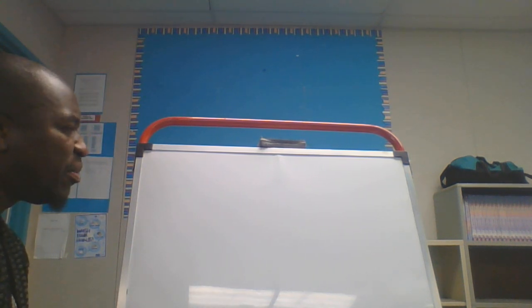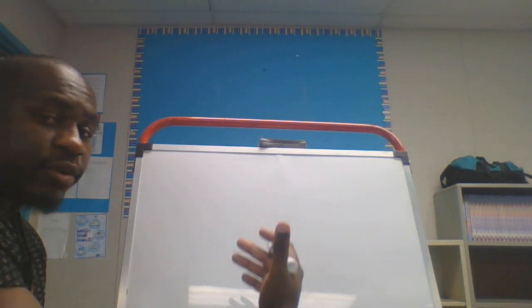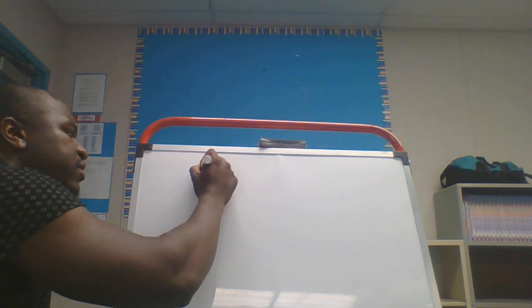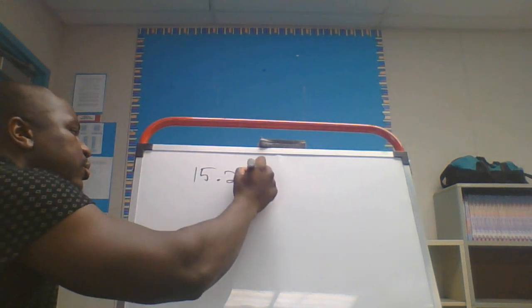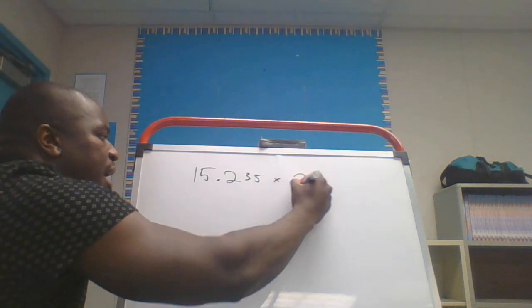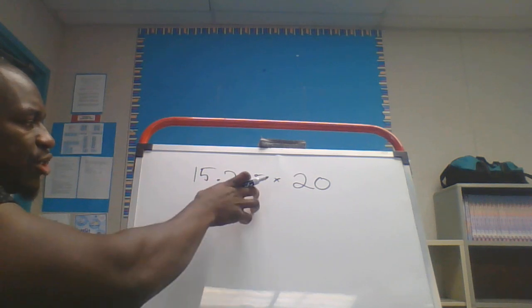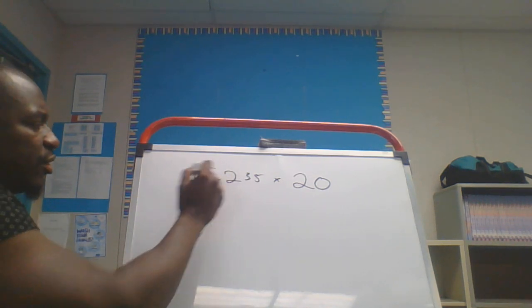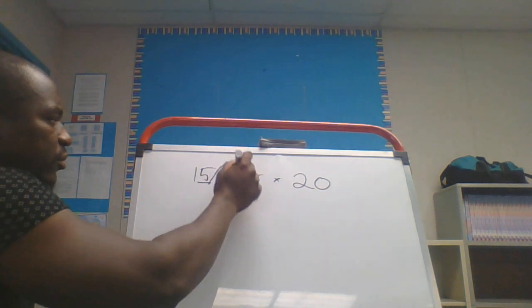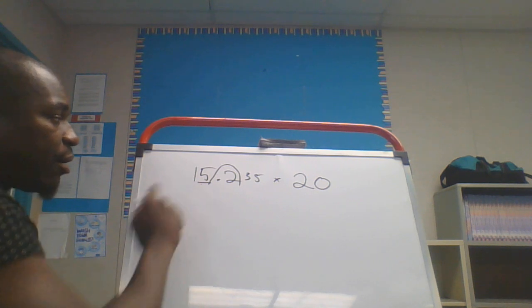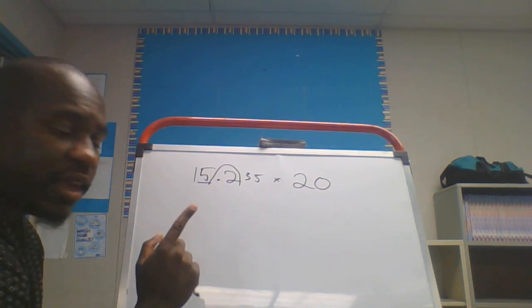And the last type of problem you're going to see is with decimals and rounding and finding and estimating our product. So if I have 15.235, and I want to multiply that by 20, right? If I have a decimal and I'm rounding, my job, if possible, is to round to the nearest whole number. All of my rounding rules stay the same, but since I'm rounding to the nearest whole number, I'm going to be rounding here at the ones place.